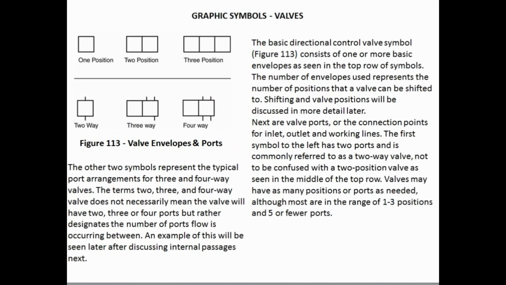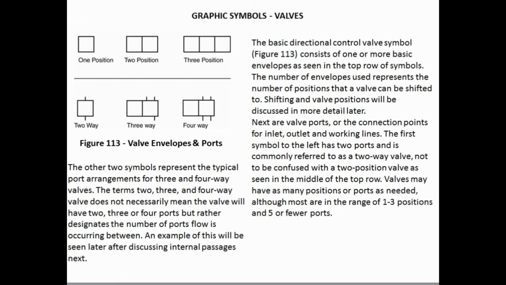Graphic symbols, valves. The basic directional control valve symbol, figure 113, consists of one or more basic envelopes as seen in the top row of symbols. The number of envelopes used represents the number of positions that a valve can be shifted to. Shifting and valve positions will be discussed in more detail later.